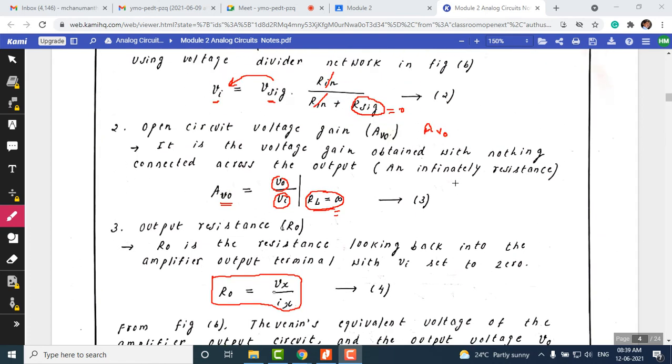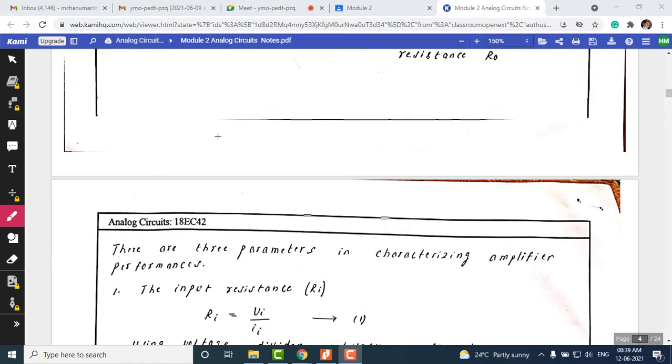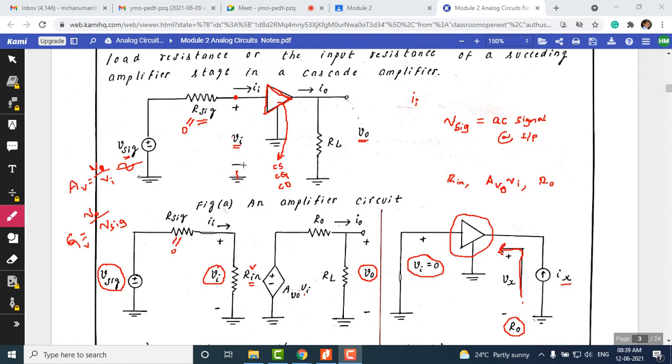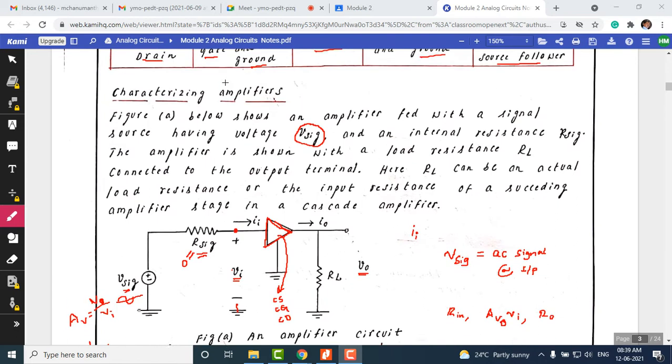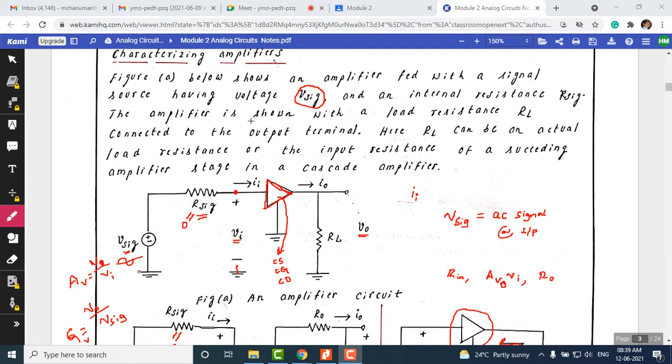Okay, all right. Let's get started. These are the definitions we have discussed with reference to characterizing an amplifier. We have seen this in the last class, how to characterize an amplifier and what are the important relations that come across while characterizing the amplifier.